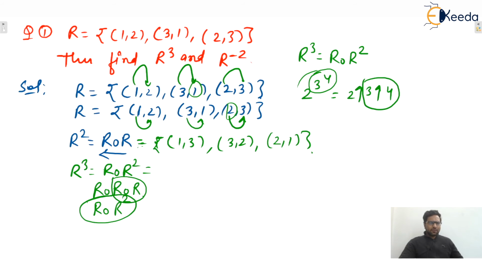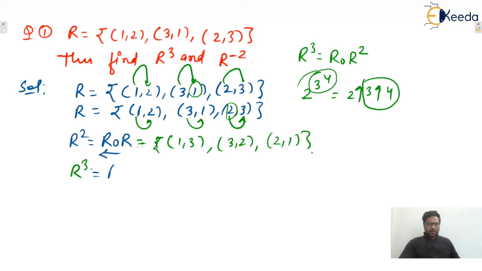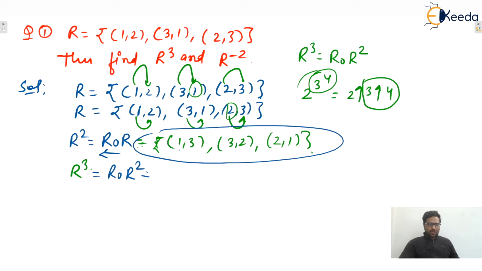But here R is the same, so there won't be any problem. Now R cube will be R composition with R square. So R square is this one, isn't it? Now find (x,y) in R square: (1,3), and in R, (3,1) is there.